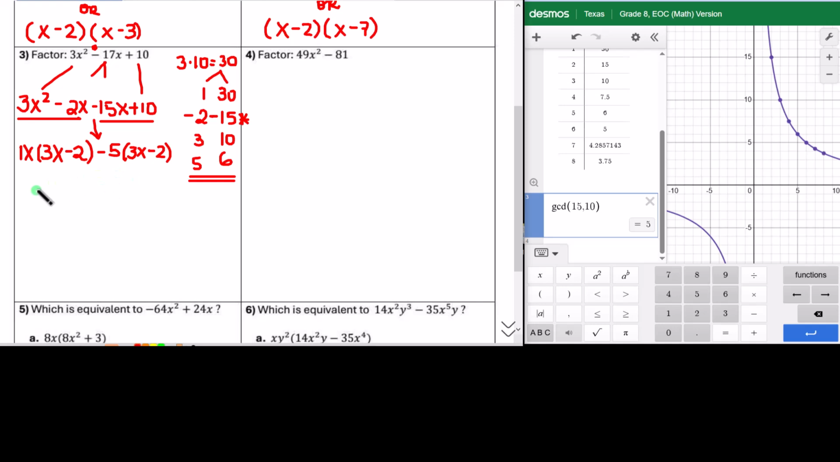What do they have in common? They have in common 3x minus 2. And if I remove that, what do they have left? They have left 1x minus 5. Now please notice that you can write it like that, or instead of 1x you can write just x. So these two answers would be acceptable. Okay, very well. Let's go on to the next problem.